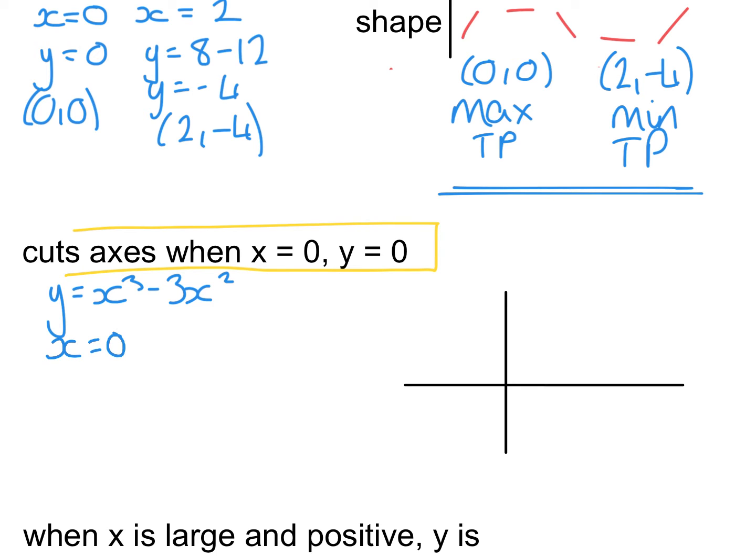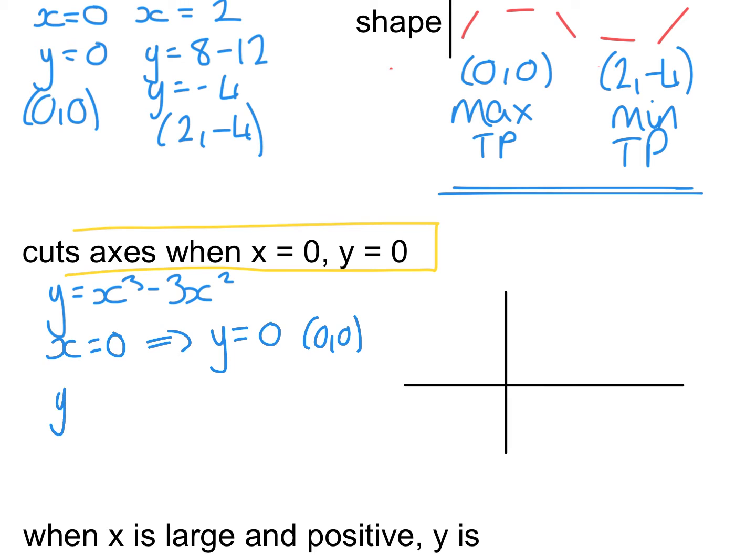So when x equals 0, plugging in 0 to your equation just gives you y equals 0 cubed minus 3 times 0 squared, which is just 0. So I know it's cutting at 0, 0. Now that's already come up before as one of my stationary points. Don't let that put you off, okay? A lot of the times your stationary points are on one of your axes, so it should come up again.